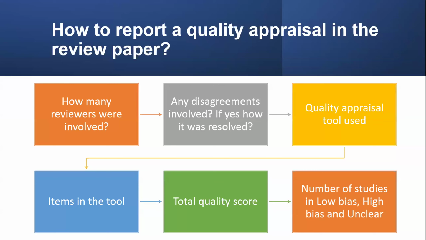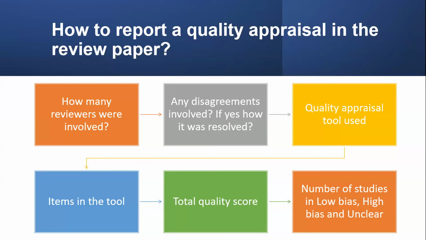And were there any disagreements, and if yes, how were they resolved? Suppose there was a disagreement between the 2 reviewers: how was it resolved, whether they went back and read the study again, or whether there was still disagreement and they took the help of a third person. This has to be reported.